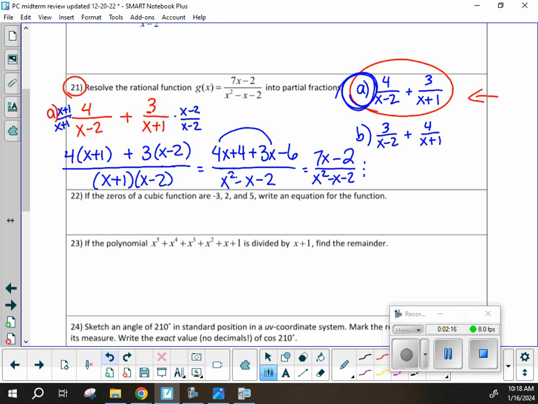Now look how similar A and B look, same numerators, but this stage would be different, so we would have some different terms that come out of that multiplication and combining like terms. But again, partial fractions, if you have the partial fractions in front of you as options, just work backwards and multiply.